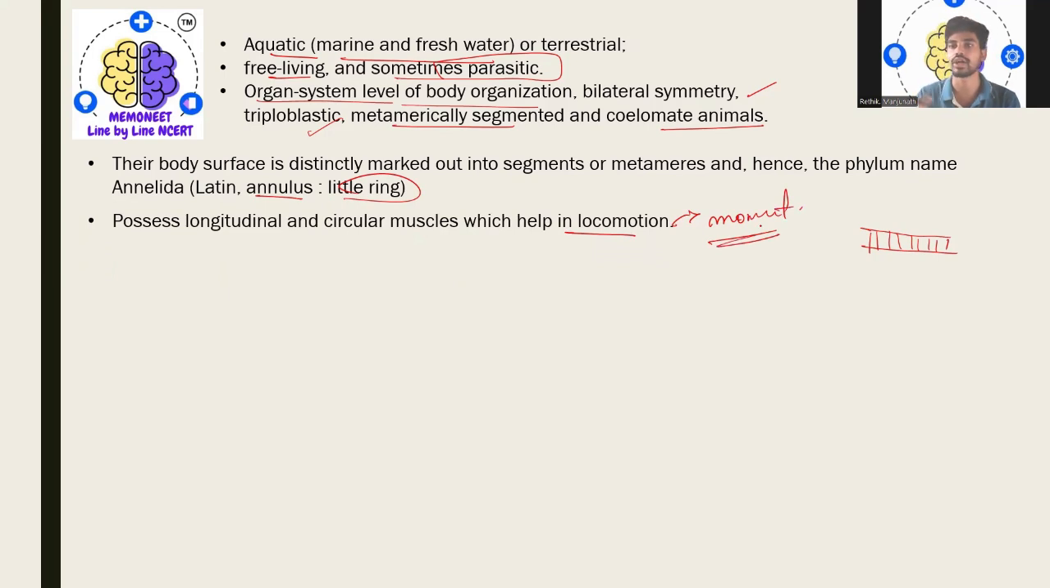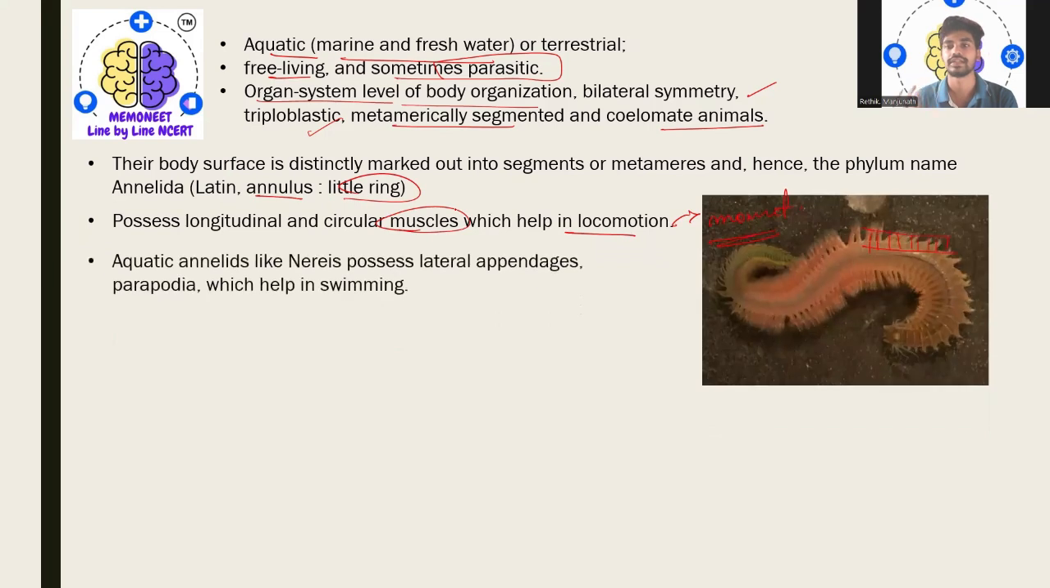So, coming to the movement, how do they move? With the help of muscles, okay, body muscles. Yeah, like this. So we can actually see here the locomotion is through the muscles and we can easily see the segmentations also. Then aquatic annelids normally possess what? Lateral appendages, this one. Then parapodia, which help in swimming.